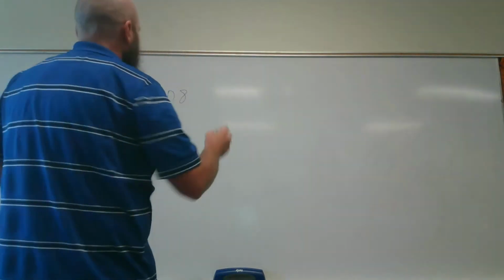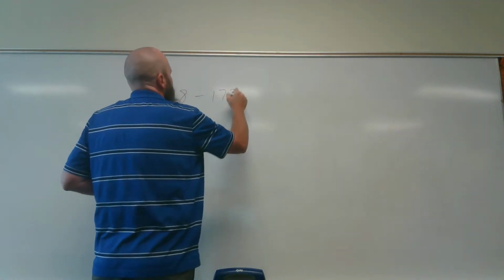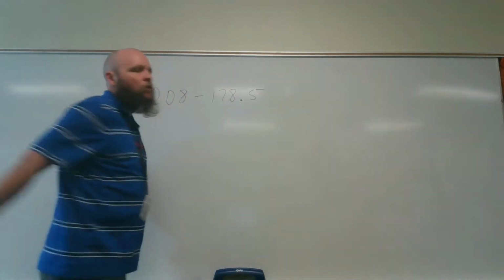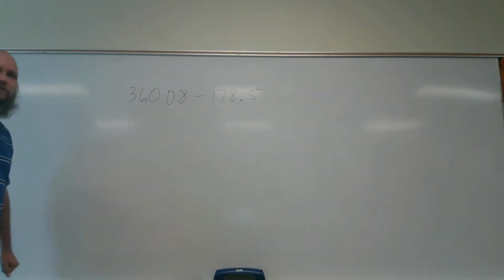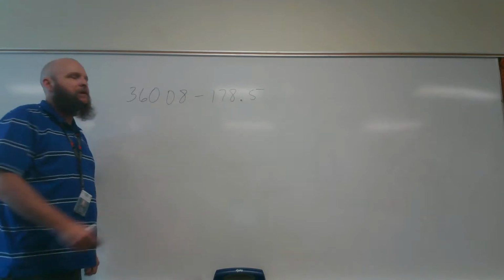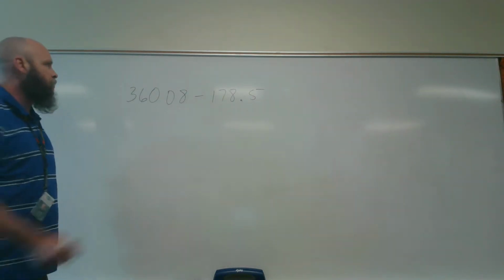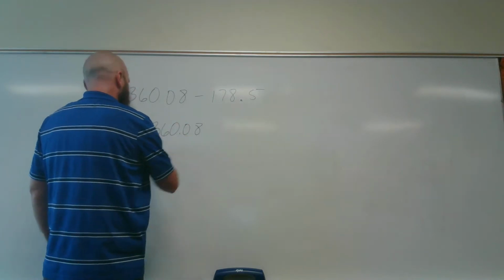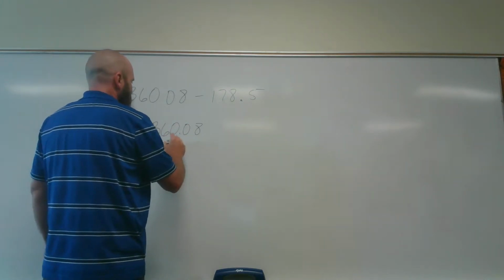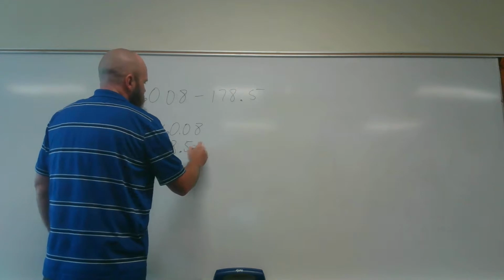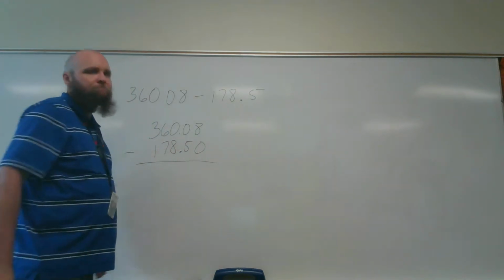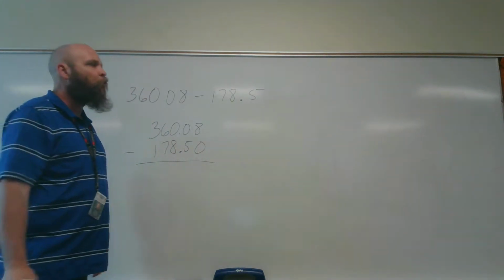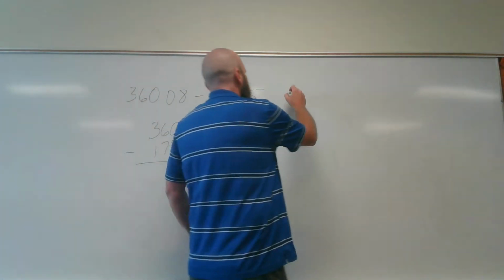Subtract 178 and 5 tenths. Important thing when we're adding and subtracting decimals, we need to make sure we line up the decimal points. Add our magic zeros. So we have 360 and 8 hundredths. Subtract 178 and 5 tenths. Put in my magic zero. Okay, this problem on the test is going to be griddable. So allow me a moment to draw that real quick.